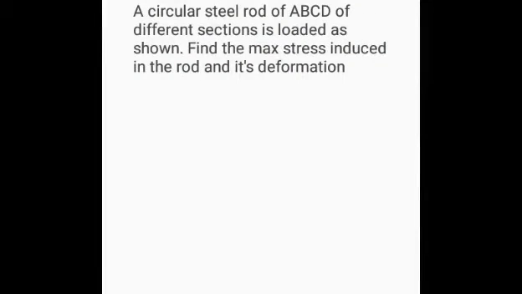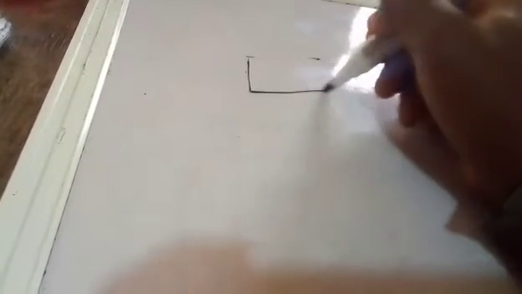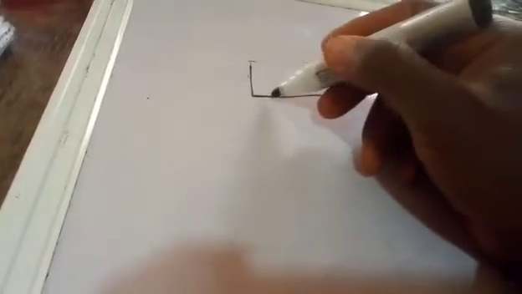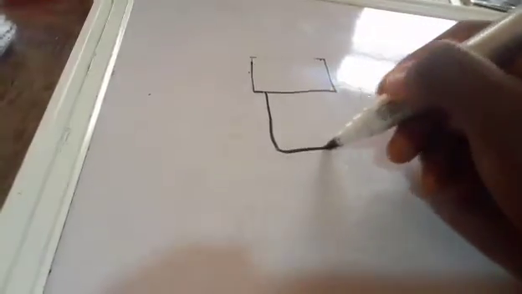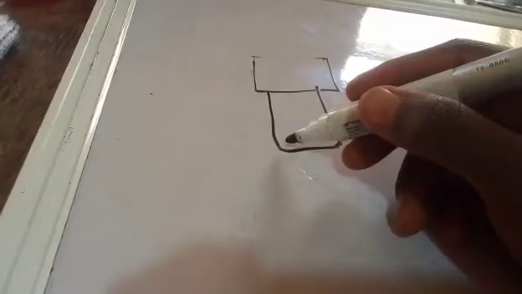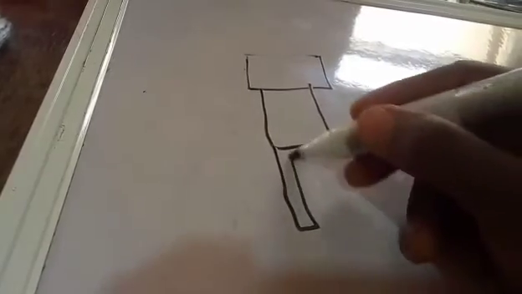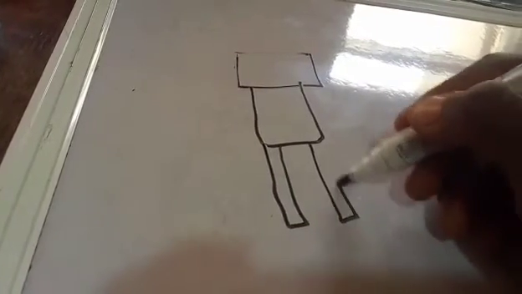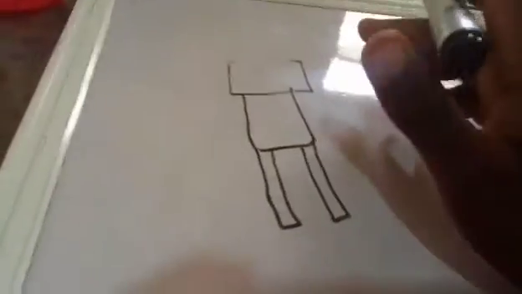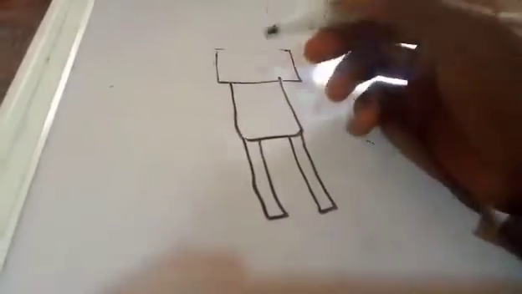The example we're going to be solving is a circular steel rod of different section. Let me draw the section so you can see that. This is the circular steel rod, not very circular. That is the first part, and now we have another part. I'd like you to pay attention, because if you don't understand the first one, you might not get this one properly.